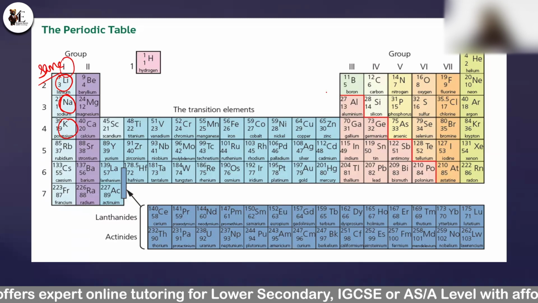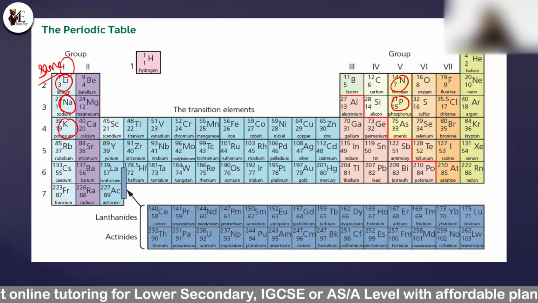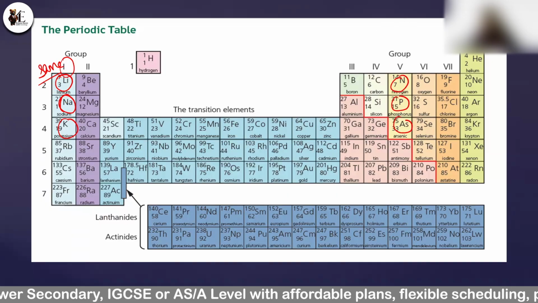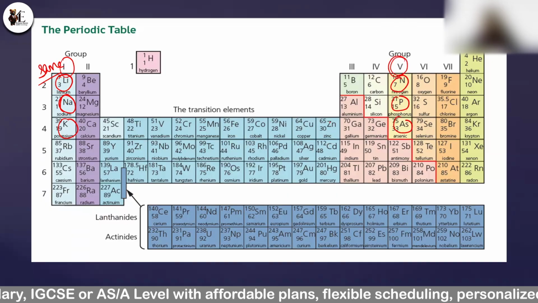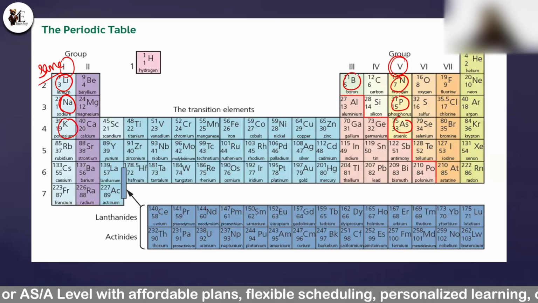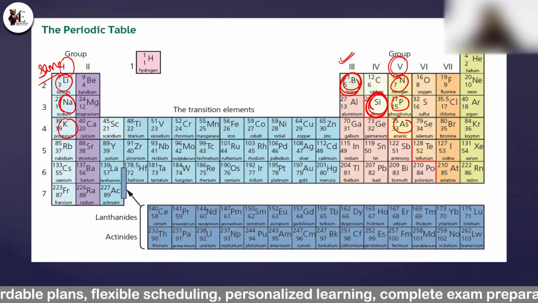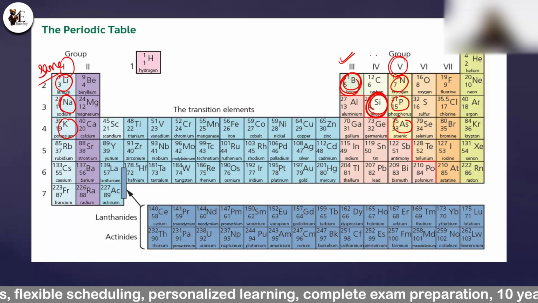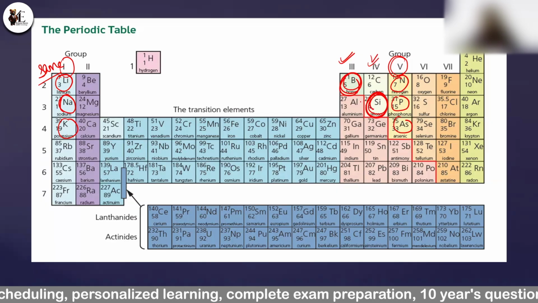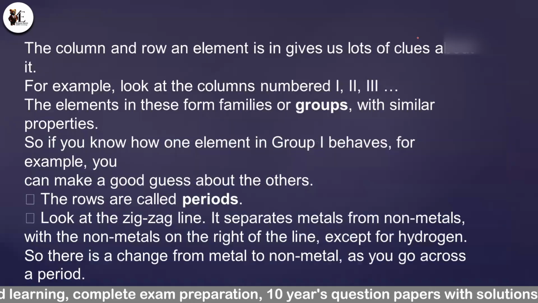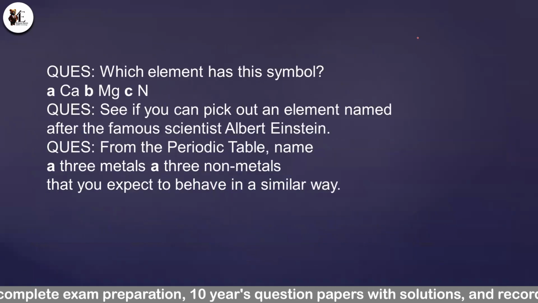Similarly, the chemical properties of nitrogen, phosphorus, arsenic are also the same because they also belong to group 5. If I say the chemical properties of boron and silicon, they are different. Boron belongs to group 3 and silicon belongs to group 4, so they are different. Till now, any doubt? No. Okay.